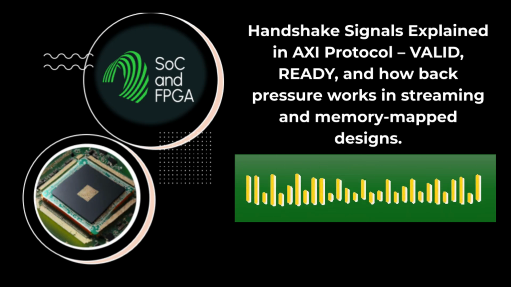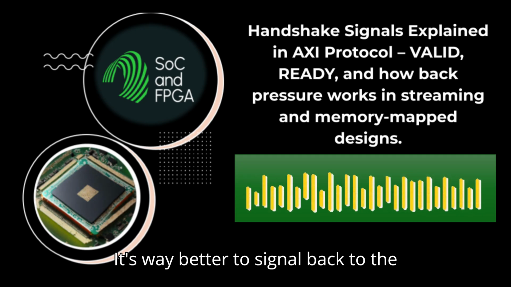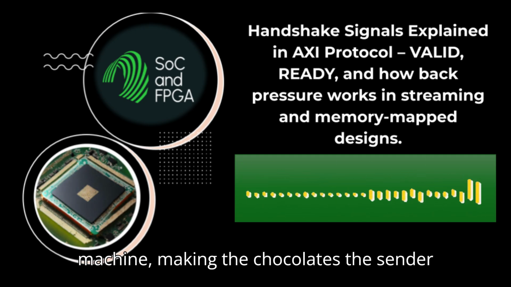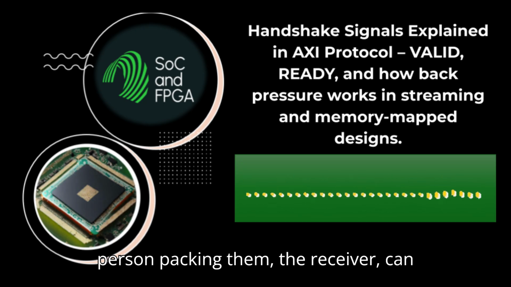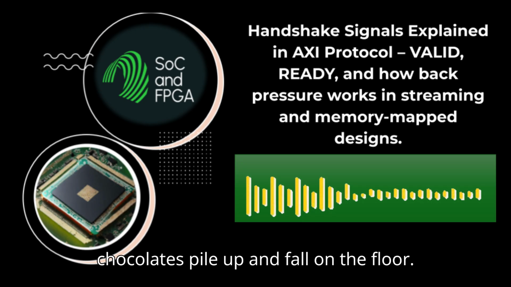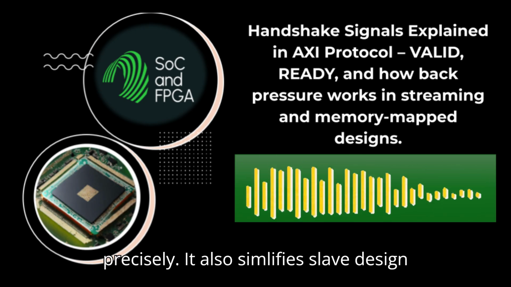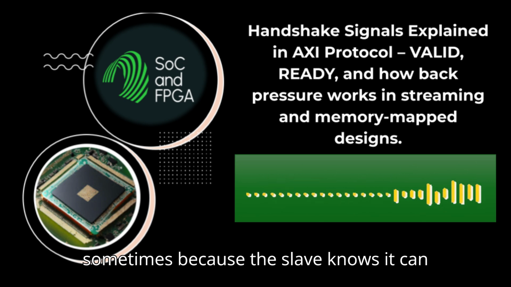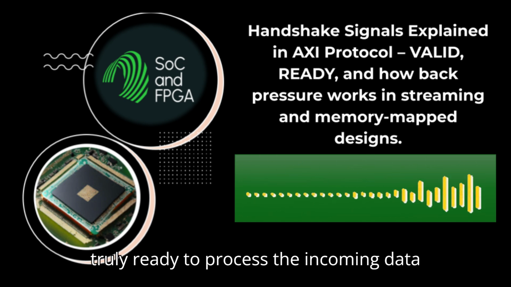is lost. I like the chocolate factory analogy. It's way better to signal back to the machine making the chocolates, the sender, to slow down, rather than hoping the person packing them, the receiver, can somehow magically keep up, or letting chocolates pile up and fall on the floor. Slow the source, don't overflow the sink. Precisely. It also simplifies slave design sometimes, because the slave knows it can just hold off asserting ready until it's truly ready to process the incoming data or address.